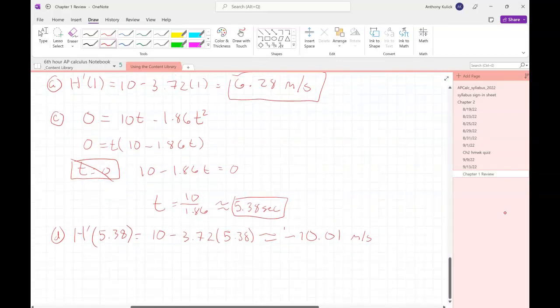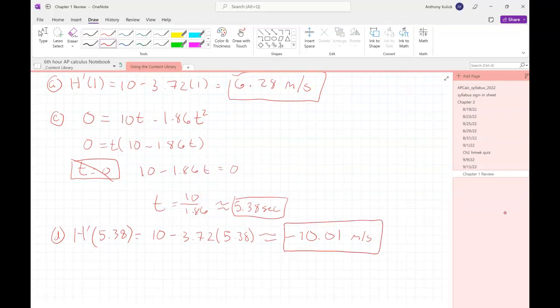Does a negative answer make sense here? Yes, exactly. Since it's a velocity, the rock should be falling down when it hits the surface of the Earth, or of Mars. So that makes sense to me. And I noticed that the force that I threw it up with, 10 meters per second, is almost exactly the same as the speed that it's falling down with. Why is it not exactly 10? I rounded there. If I'd used 10 over 1.86, I think I would have gotten exactly 10.